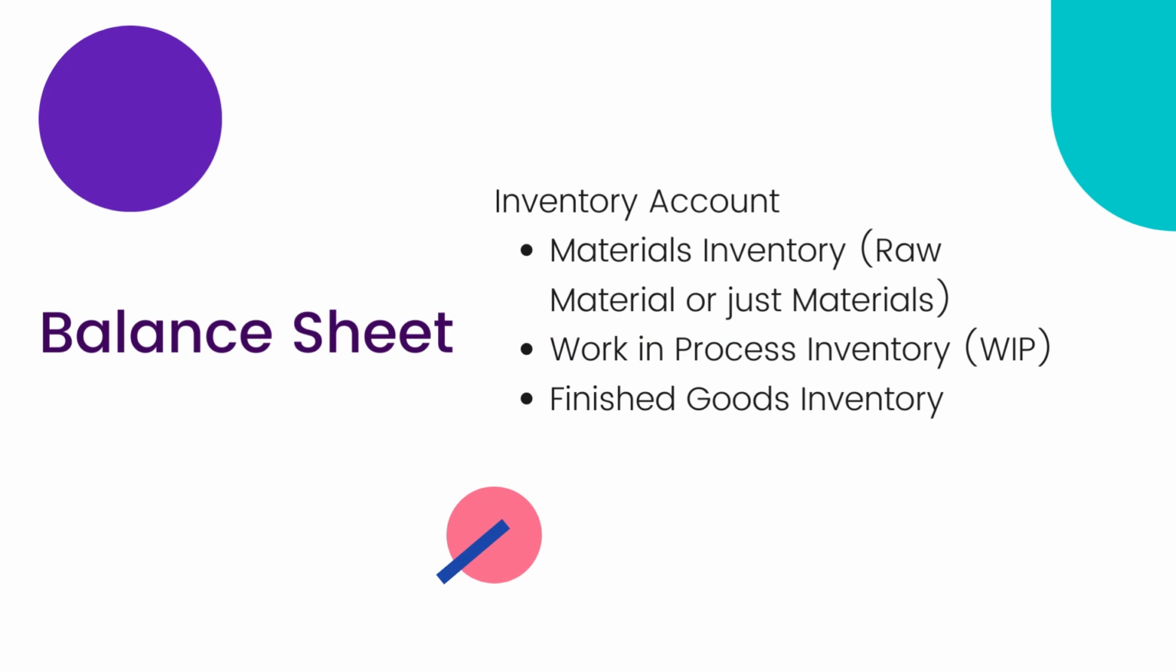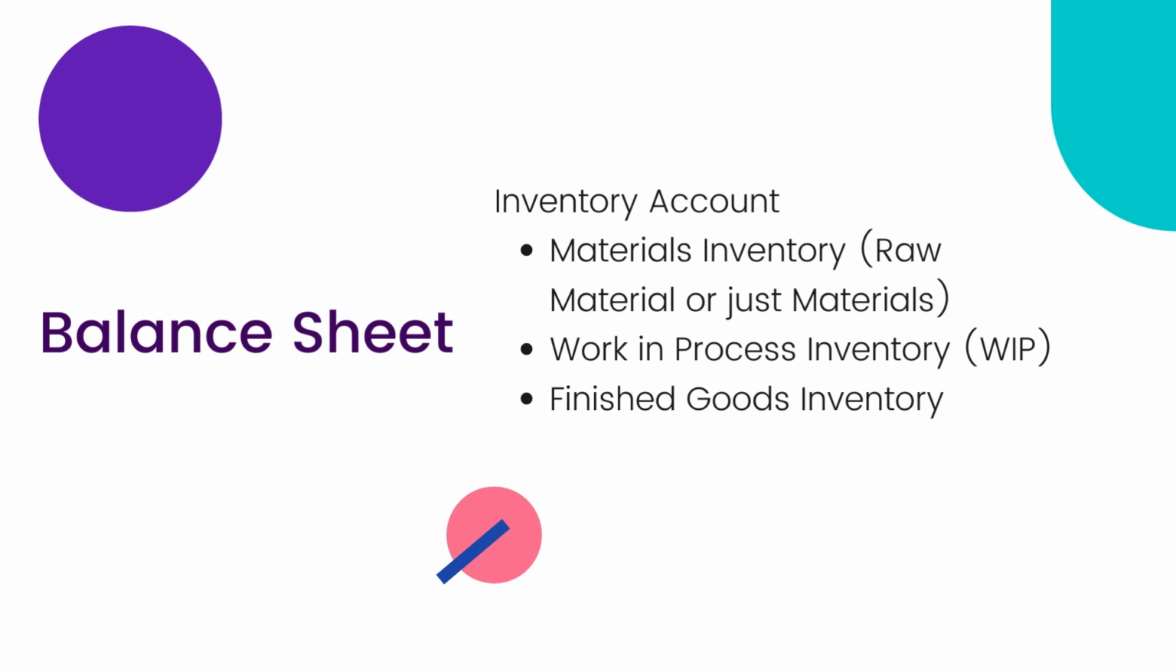Your balance sheet. Like we talked about, in a merchandising or product based business, your balance sheet will only have an inventory account or materials account. Usually it says inventory. But with your manufacturing company, now instead of one inventory account, you're going to have three. You're going to have materials inventory, which is your raw material, or sometimes just labeled as materials. You're going to have work in process inventory, sometimes notated by WIP. And lastly, your finished goods inventory.